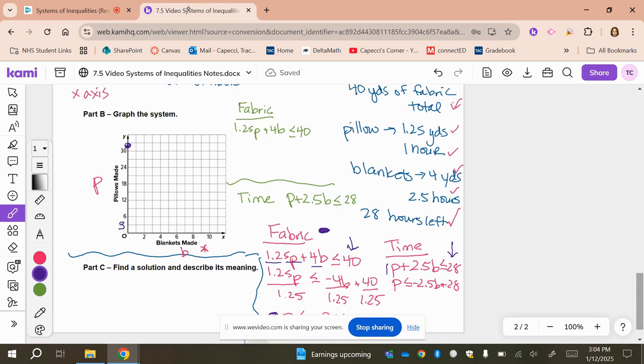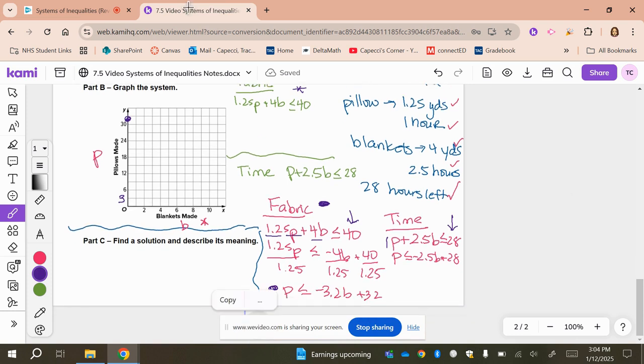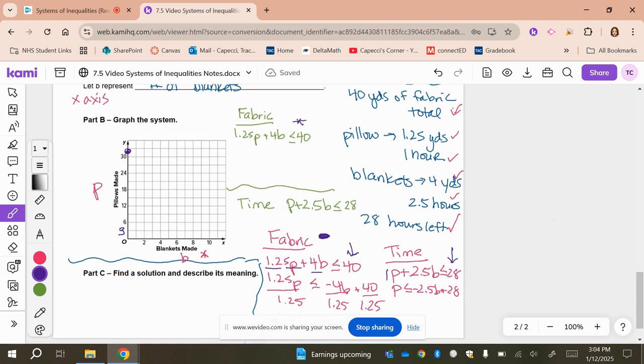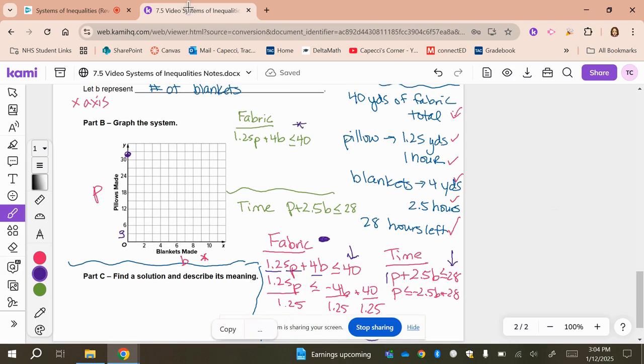So what I did is I went back, and I'm just going to rewrite it up there. I know that my y-intercept is going to be 32, right? We found that down here. Now, to find my x-intercept would mean my p-value is going to be 0. Now, we've done this before using x and y intercepts. So if I make that p-value equal to 0, that would be a 0 there, plus 4b is less than or equal to 40. So I know b is less than or equal to 10, right?